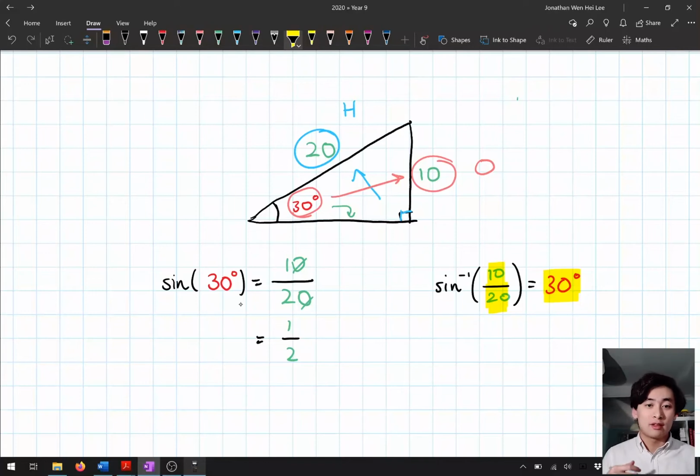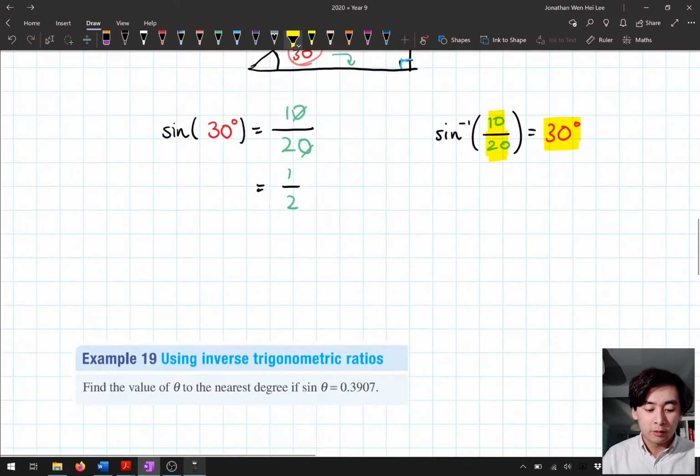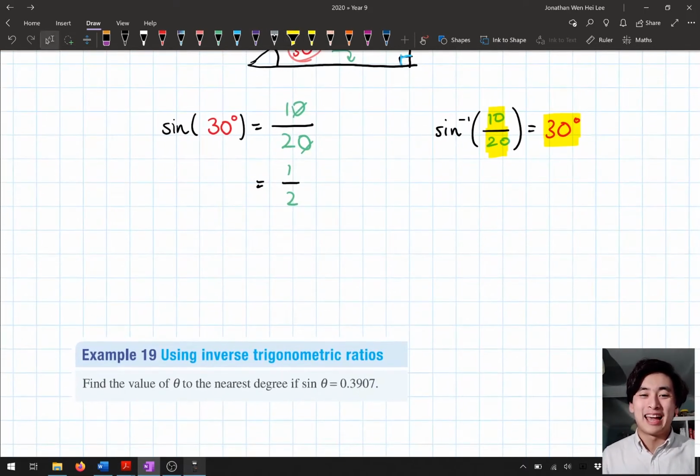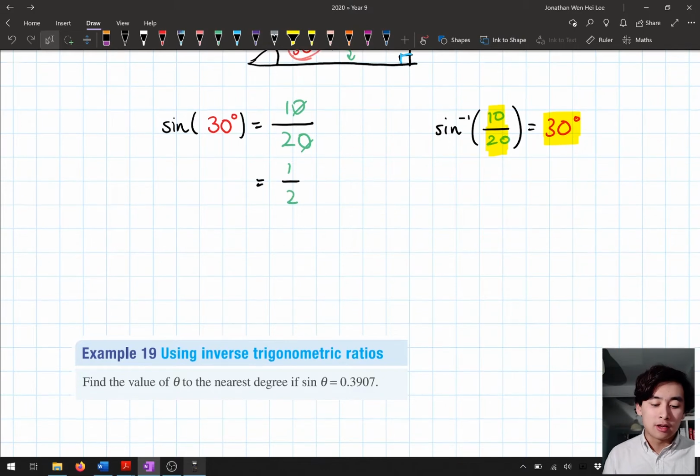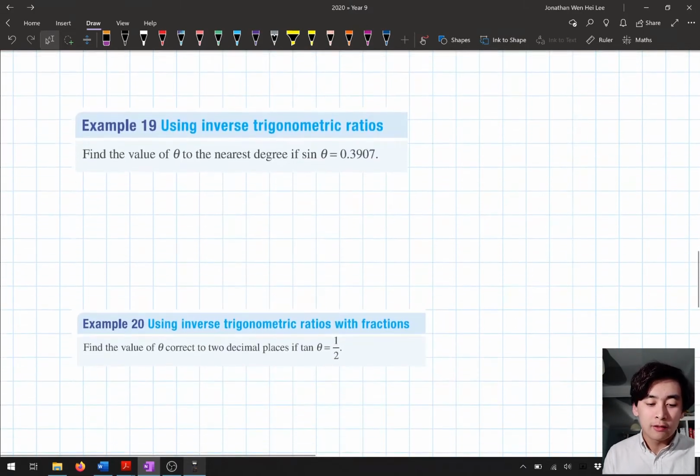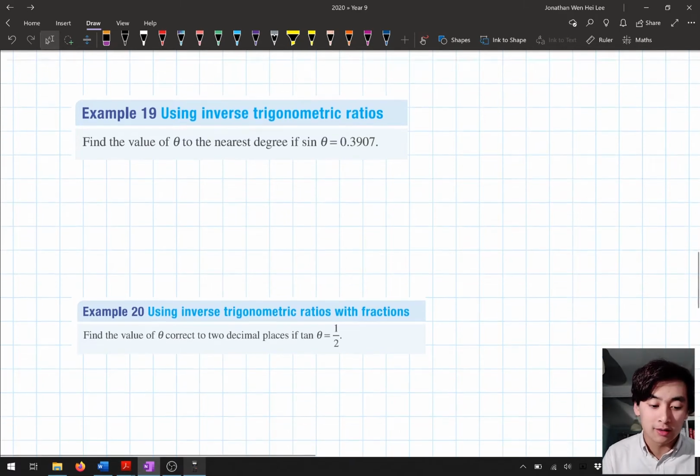In the rest of this lesson, we'll go through a few examples to get us ready to use inverse trig in our calculators. So the first thing we need to do, to answer questions and find missing angles, is to use inverse trig ratios on the calculator. So let's have a look at these two questions here.